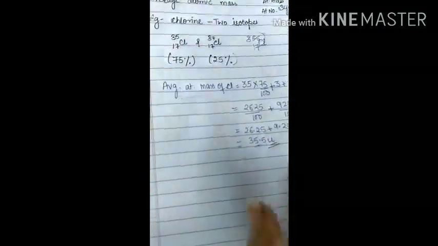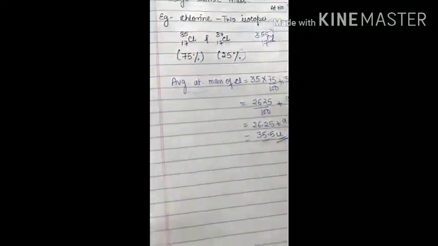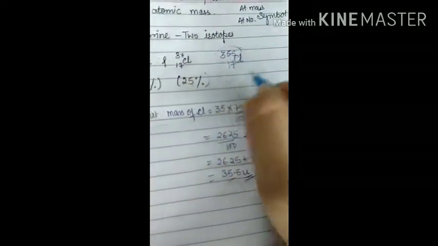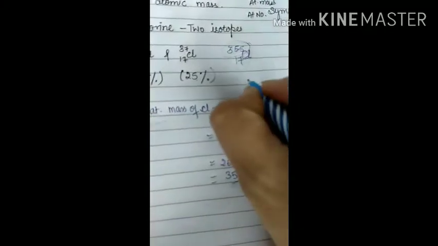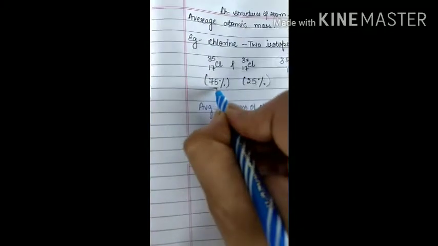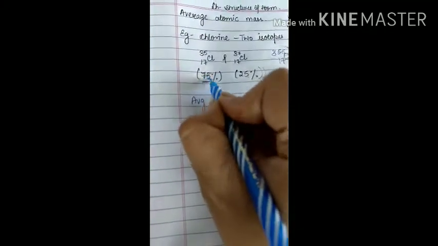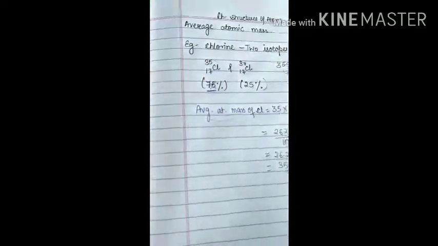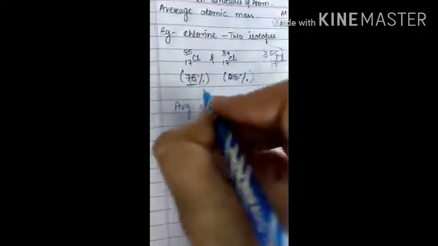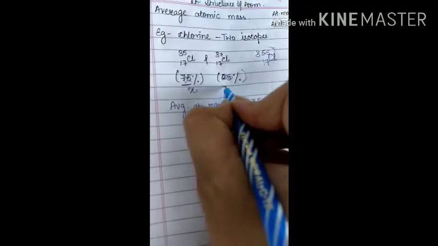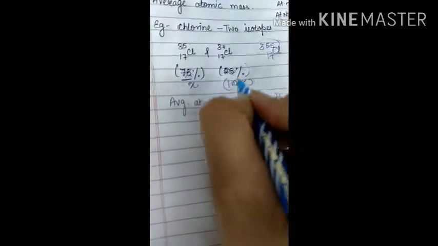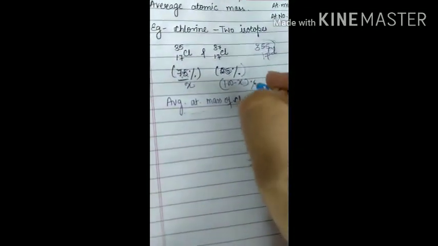Now sometimes what happens is that the average atomic mass is given and the percentage of one of the isotopes is not given. Let's take an example of two isotopes. If I do not know this percentage and I do not know that one either, then if one is x, what will the other be? It will be 100 minus x, because in total the percentage is always 100.